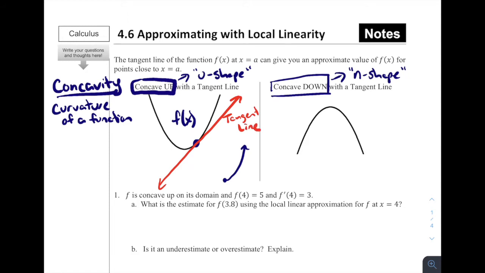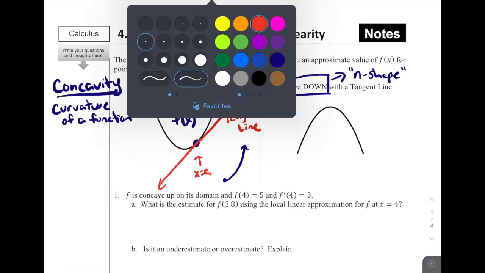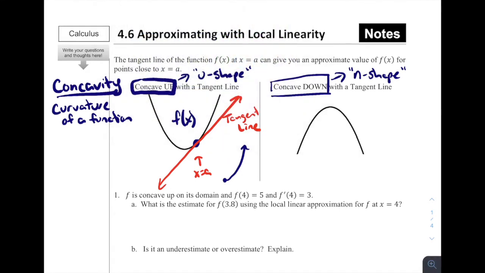And the thing that we would be approximating, if this is my point here, x is equal to a, and that's where the tangent line is coming off of the function, what we could do is say that if we went along the tangent line, this point on the tangent line would approximate the value for that given function. Now, one key piece of this idea: we could pick really any point on this tangent line and say, hey, that's an approximation for f of x.